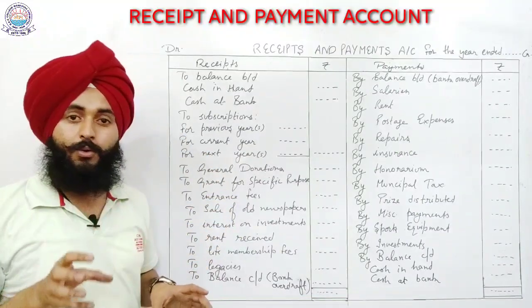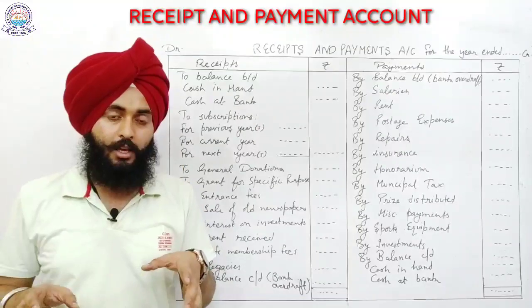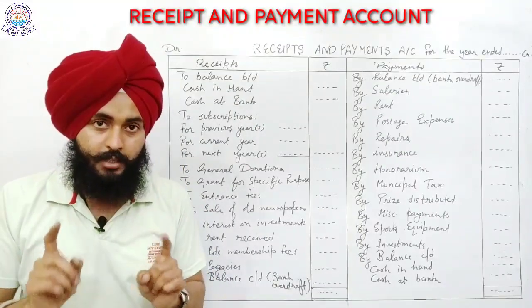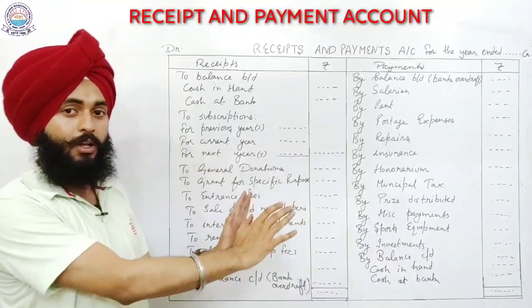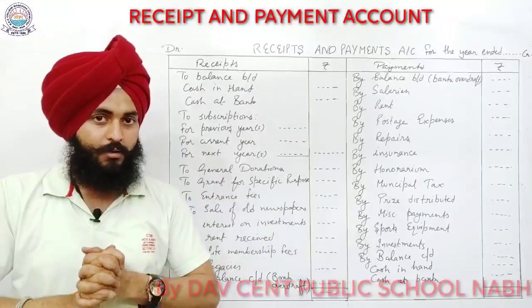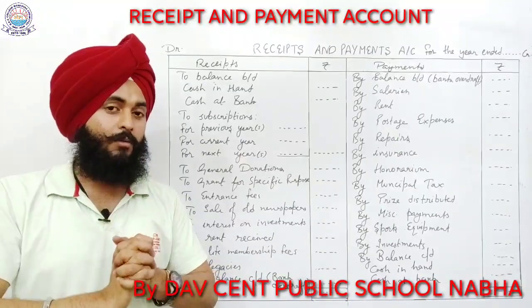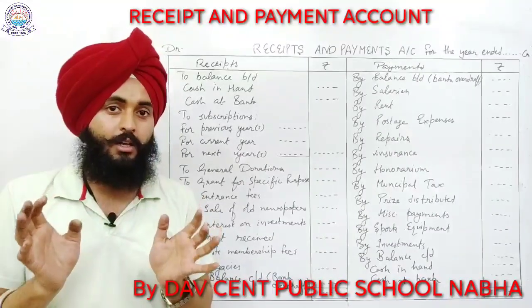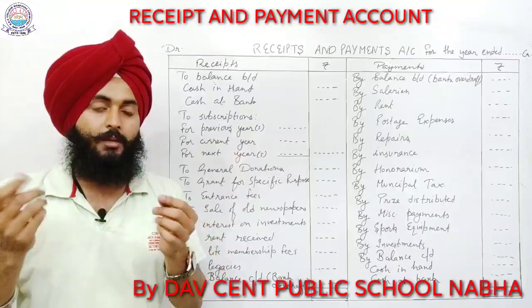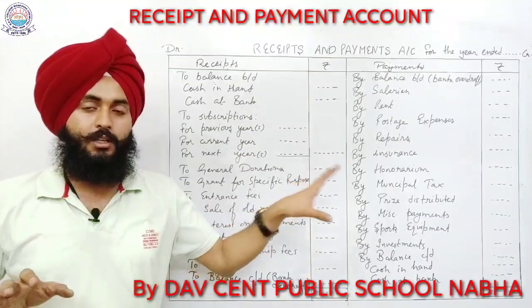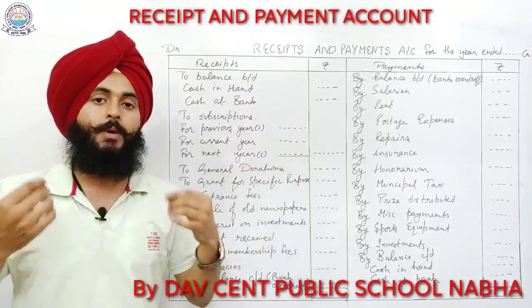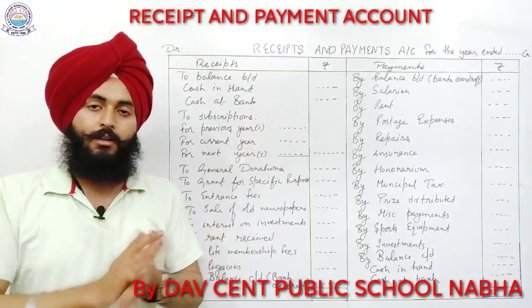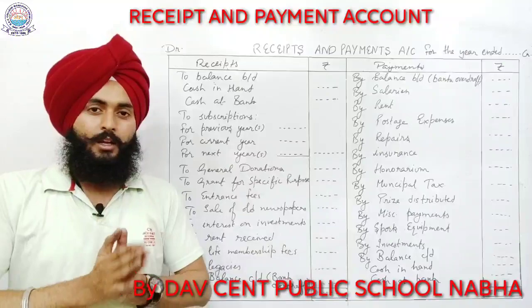But you have to observe one thing: only cash basis transactions we record in the receipt and payment account. We are not talking here about any outstanding or prepaid items, where there are adjustments. Whatever receipts we get, whatever payments we give, we just record them here.